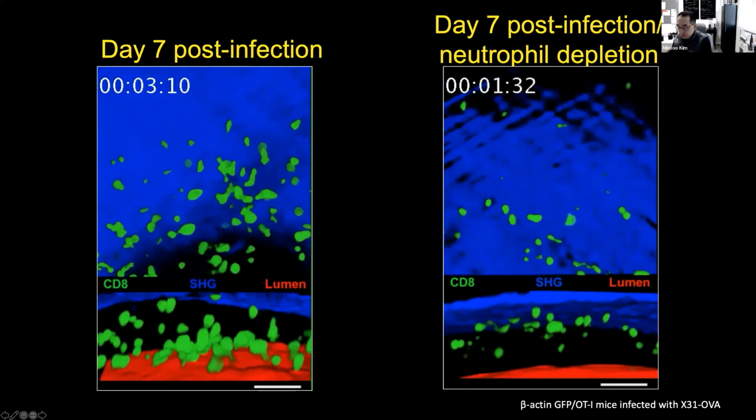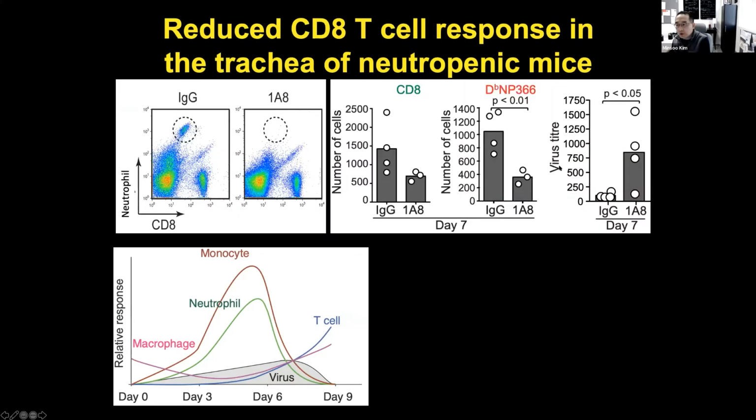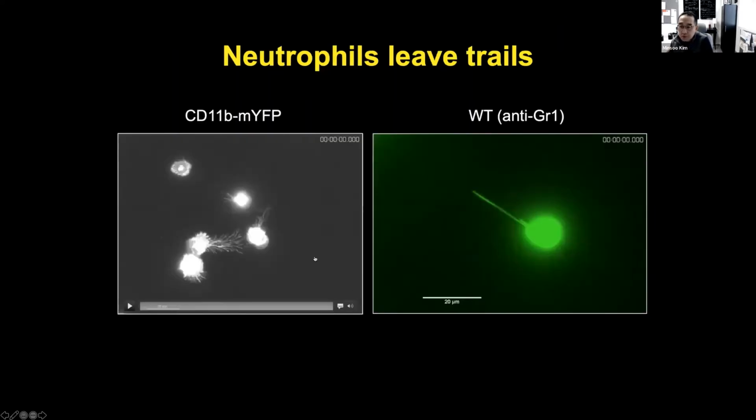So the summary is that simple depletion of neutrophils not only changed the CD8 T cell response, but also the locations and their migrations were dramatically changed. So what's the contribution of neutrophils? How do neutrophils impact the T cell response so dramatically? So we decided to look at neutrophil migration more carefully, starting with an in vitro system.